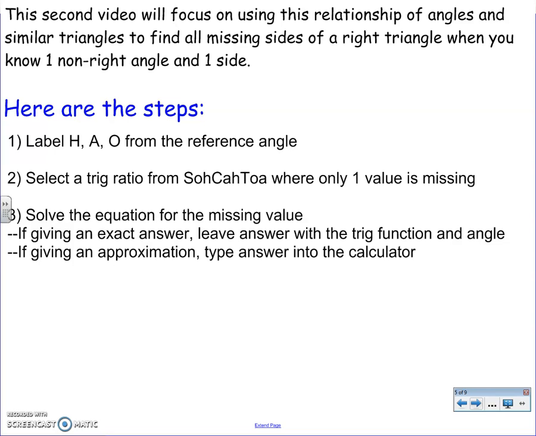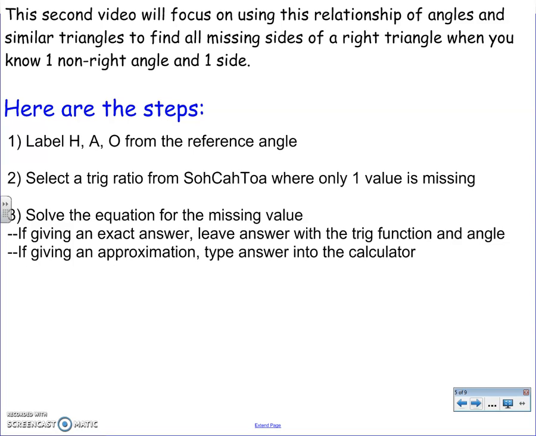Here are the steps. First step, you're going to label HAO from the reference angle. Then you're going to select a trig ratio from SOHCAHTOA where only one value is missing. You can't solve for two unknowns at the same time, only one. So you're going to have to use the angle they gave you and the side they gave you and then one missing side. Then you're going to solve that equation for the missing value. If you want to give an exact answer, leave your answer with the trig function and angle.